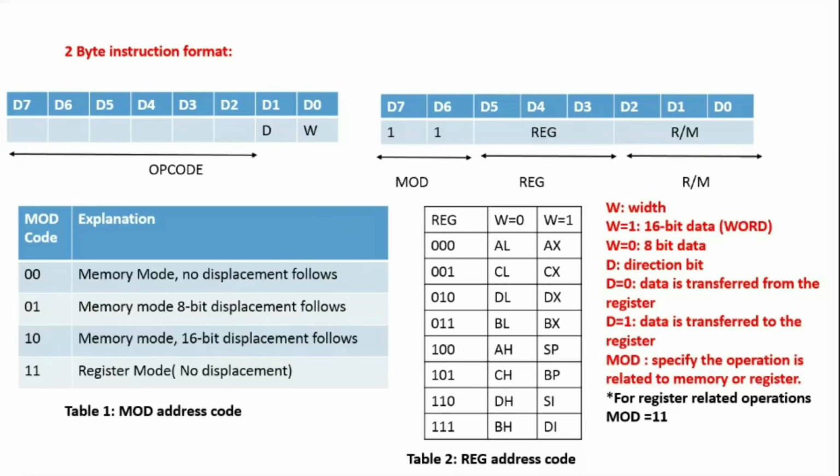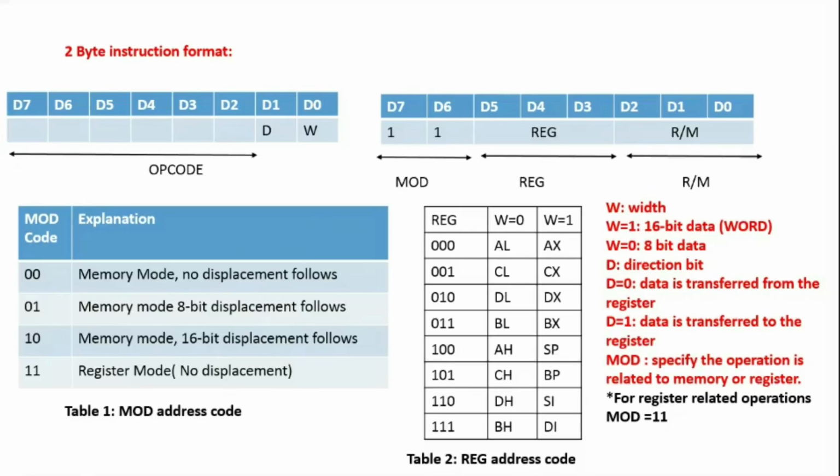If you see table 1, you can understand that if MOD is 00, memory mode is going to be operated. That is, it is going to specify the operation related to the memory, and there is no displacement as such. If 01 is the value present in D7 and D6, again it is memory mode, so an 8-bit displacement is happening. If it is 10, again it is memory mode, and a 16-bit displacement is happening. Now it is 11. It is register mode. The operation specified is related to a register. So D7, D6 is 11, indicating it is a register mode with no displacement.